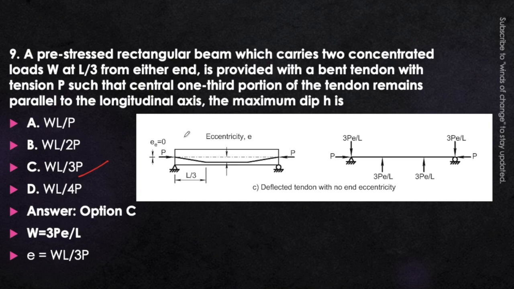How is it so? You can watch it here. The force acting from the bottom will be 3P by L at this point at which the tendon will change its shape. Since 3P by L is equal to W as per the condition, E will be WL upon 3P. That will be the maximum dip.